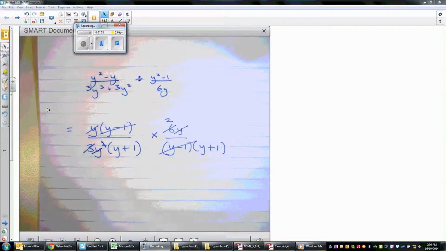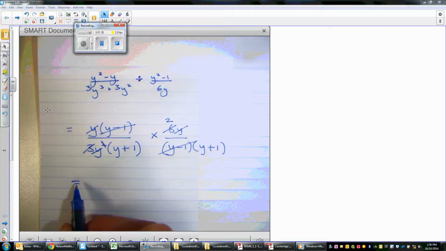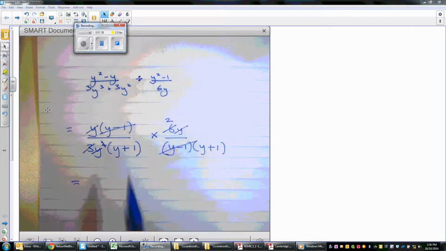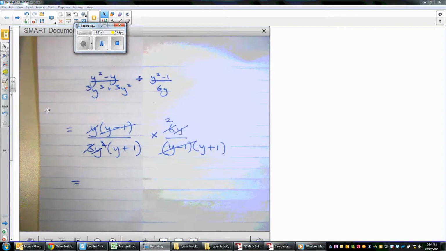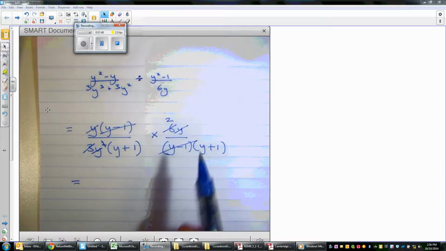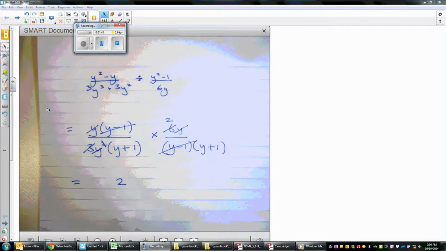Now what I need to do really carefully now is to make sure I don't miss anything. I look at the top of the fractions. Over here I seem to put a line through everything. But what that means is I'm left with the number 1. Over here I've got 2. So I've got 1 times 2. It gives me 2 on the top of the fraction.